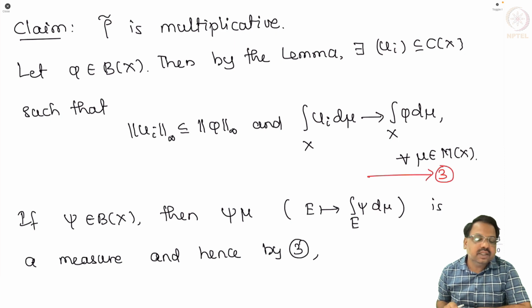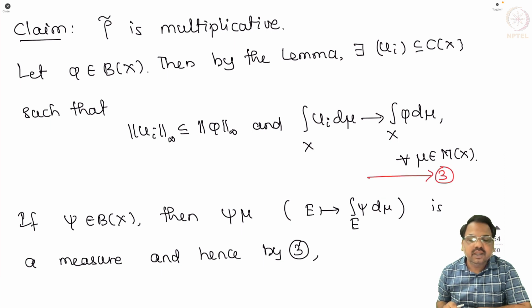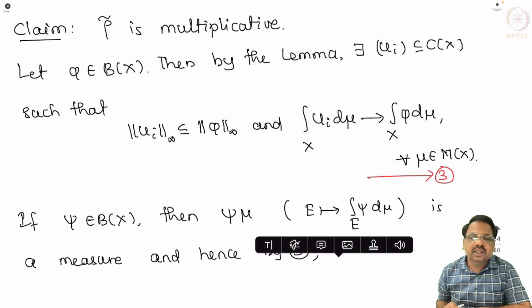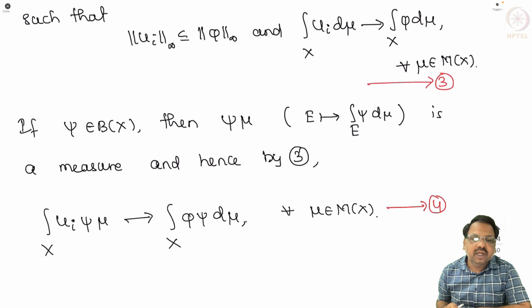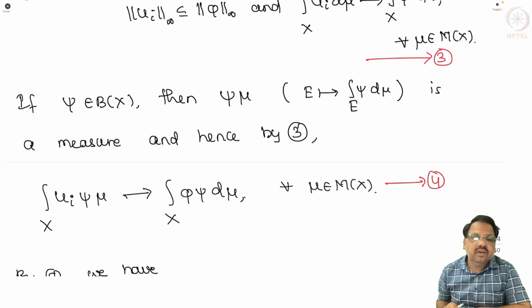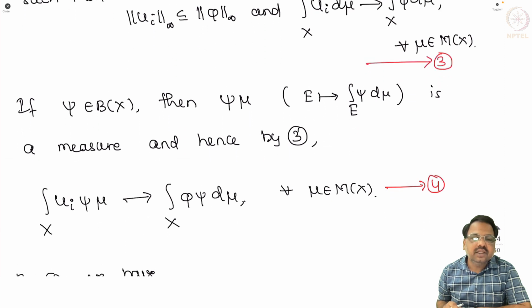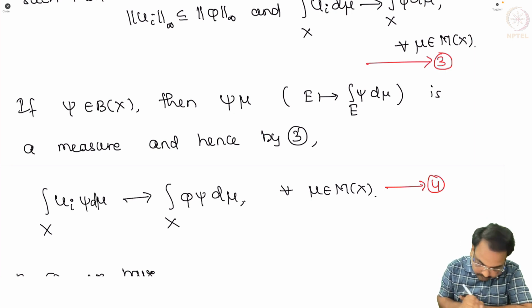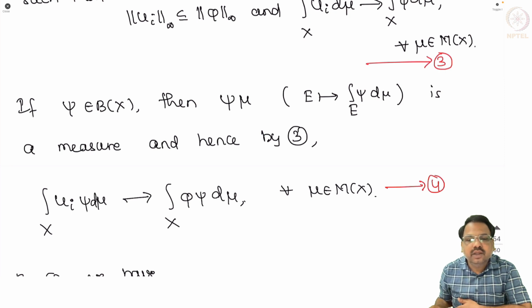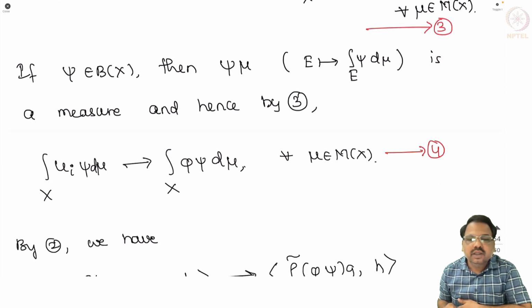For that purpose, let us take one more element ψ in B(X). Then we can treat ψ dμ as a measure in the usual way, that is, E going to the integral over E of ψ dμ gives a measure. Now using that and the lemma again, we can conclude that the integral over X of u_i ψ dμ converges to the integral over X of φψ dμ for every μ in M(X). Again, this is true for all measures μ in M(X).